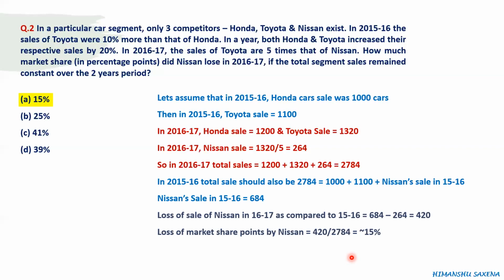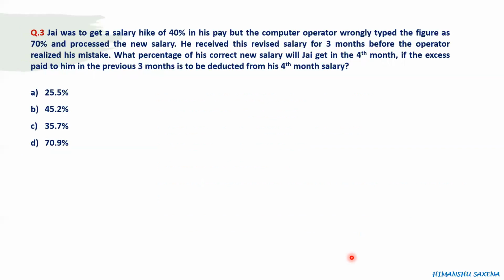Now let's see what is the next question. Jay was to get a salary hike of 40% in his pay, but the computer operator wrongly typed the figure as 70% and processed the new salary. He received this revised salary for 3 months before the operator realized his mistake. What percentage of his correct new salary will Jay get in the 4th month if the excess paid to him in the previous 3 months is to be deducted from his 4th month salary, right?